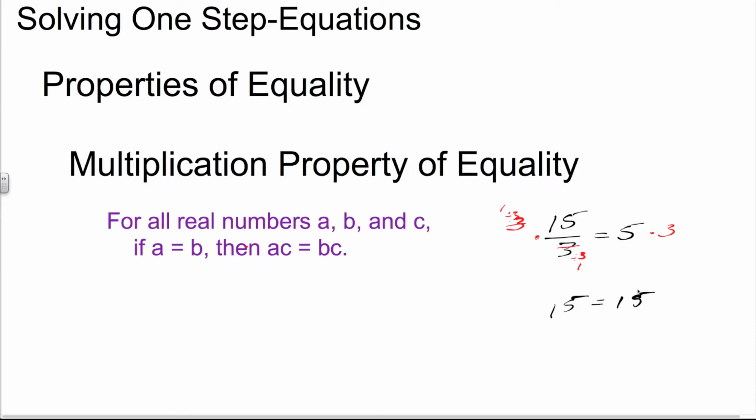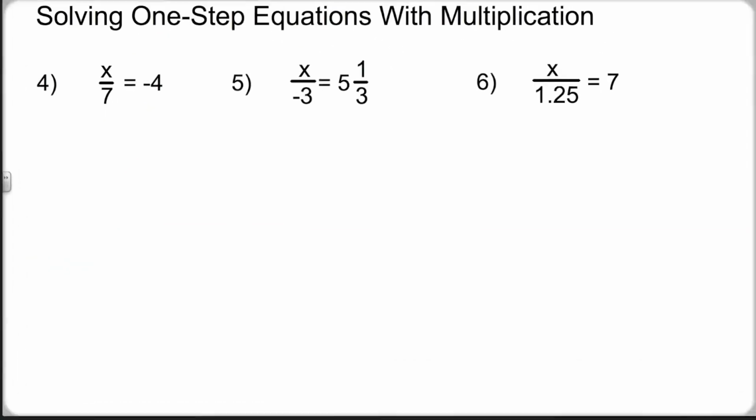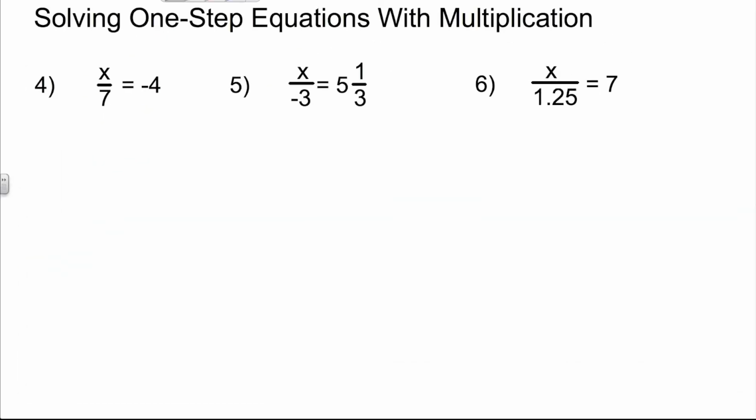You should see how we can apply this property to equations that involve variables. Solving one-step equations with multiplication. In these problems 4, 5, and 6, what we're going to do is use the multiplication property of equality, which states that we have to multiply both sides of the equation to maintain equality.